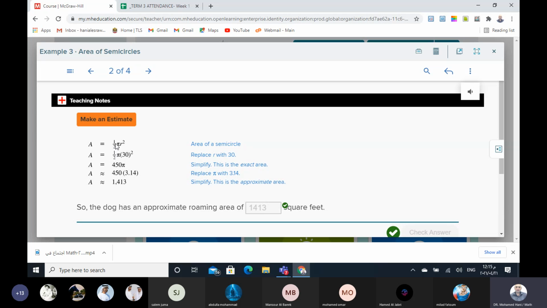So we have 1 over 2 times pi, and r is 30. 30 squared means 30 times 30, which is 900. 900 divided by 2 is 450 times pi. The value of pi is 3.14. 450 times 3.14 is about 1413.